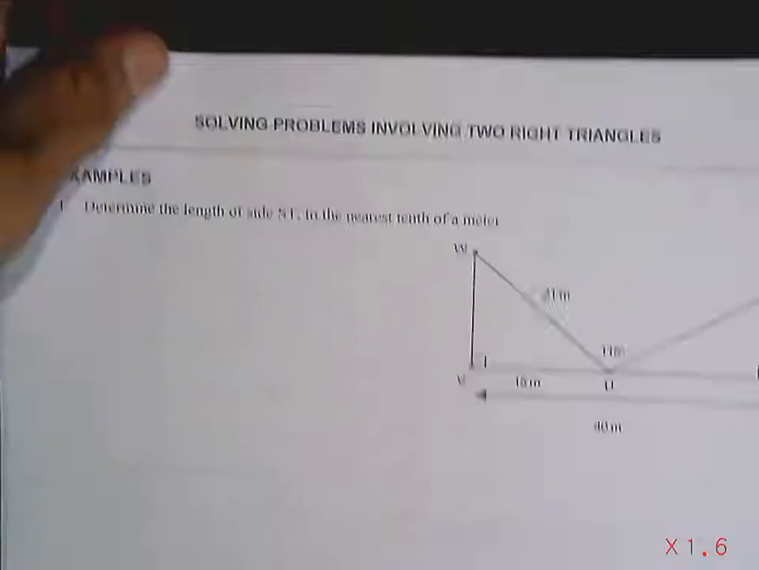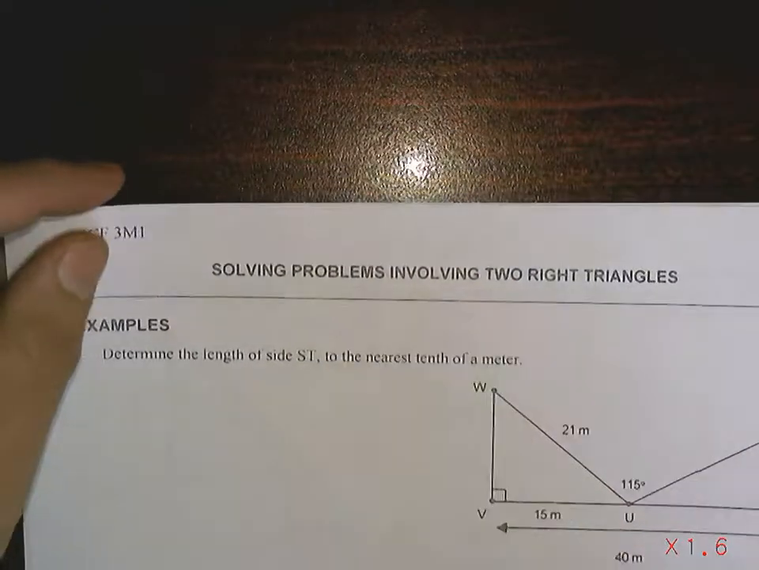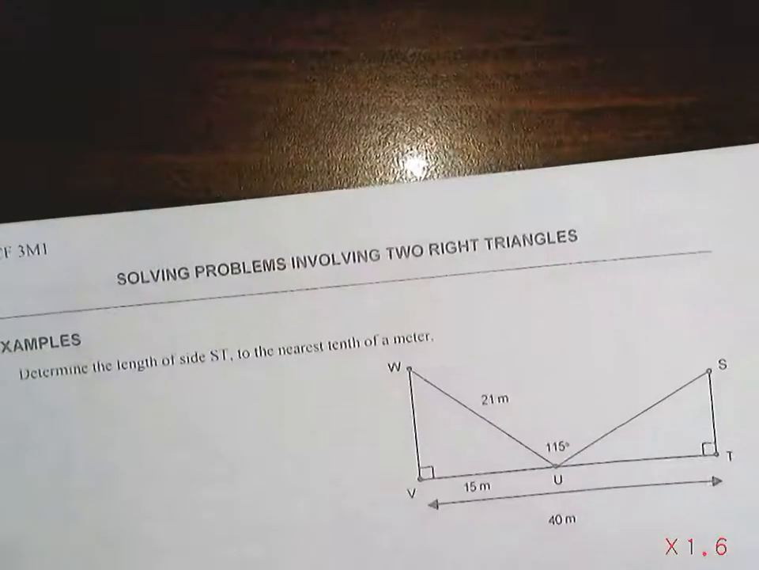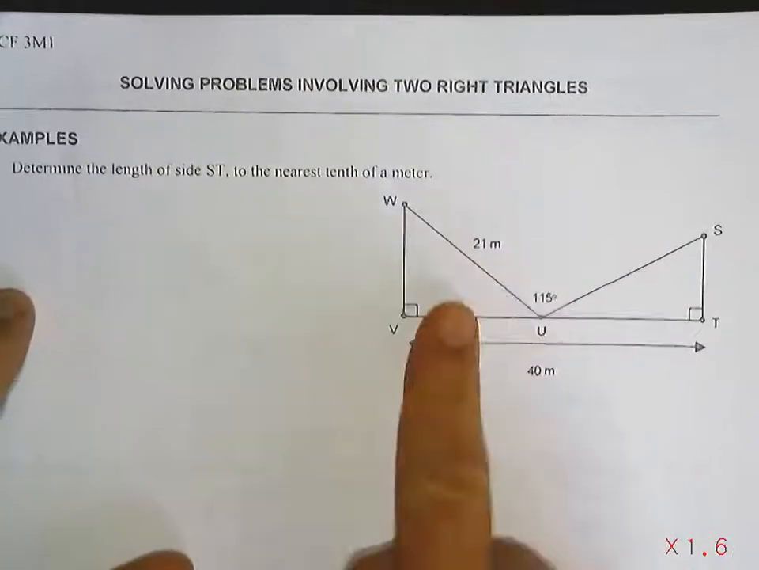Okay, ladies and gentlemen, we're looking at solving problems involving two. Did I say two? I said two. Two right triangles, not just one. I didn't say one, Adriana. I said two. At least two. Two right triangles. Look, two.